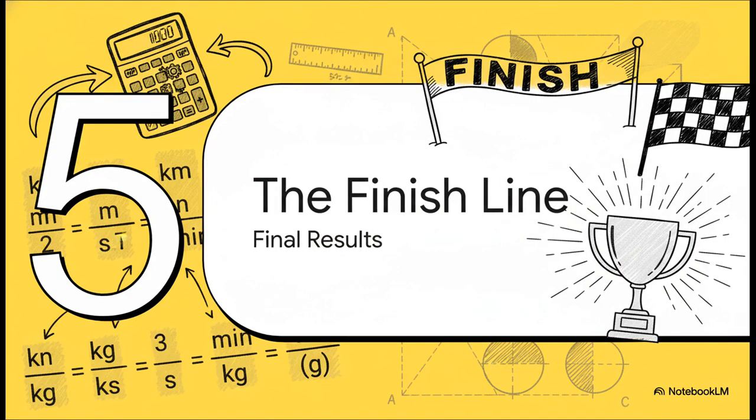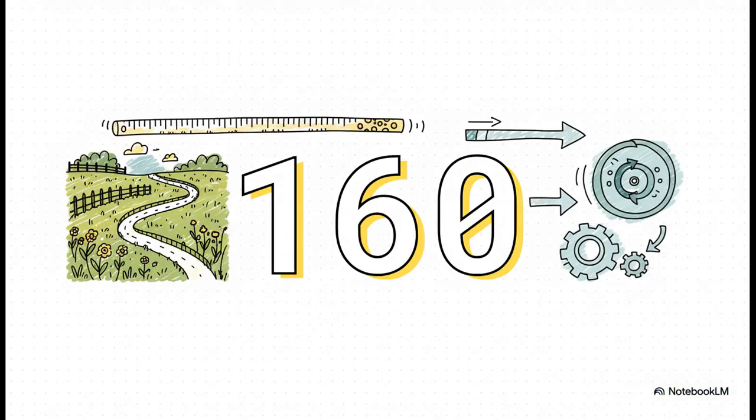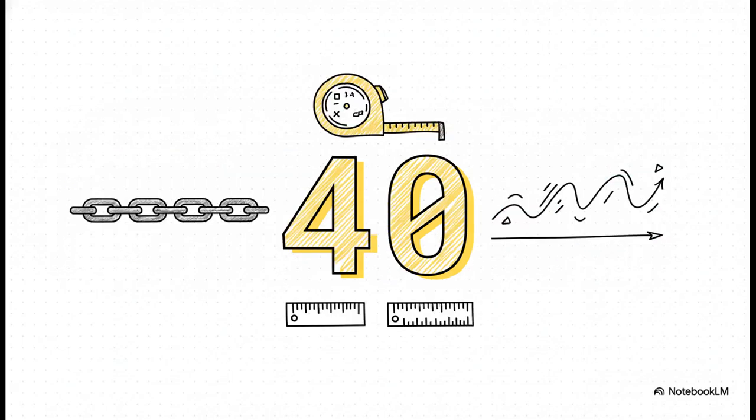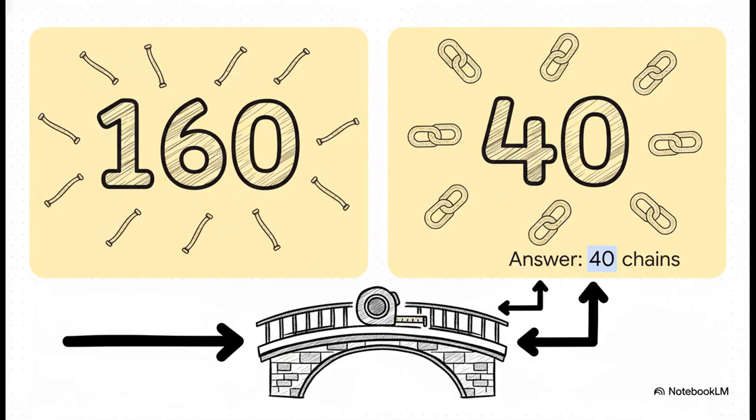Okay, we've followed the track, we've done the calculations, and we are crossing the finish line. Let's get our final answers up on the board. So, for Part A, the distance in rods is a nice round 160. And for Part B, the distance in chains is 40. So let's put it all together. The final answer for Part A is 160 rods, and for Part B, it's 40 chains. And that's our solution. The real key, the big takeaway here, was finding that common unit, in our case, the meter, to act as a bridge. Once we had that, everything else just fell into place.